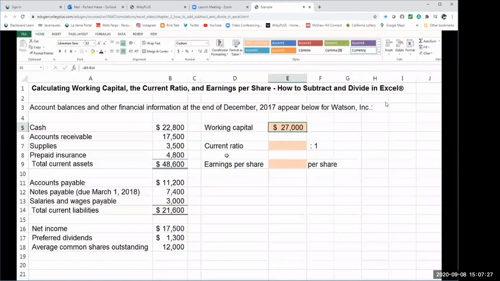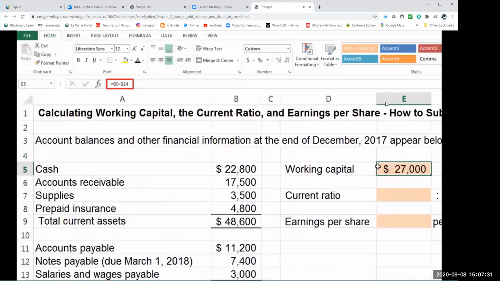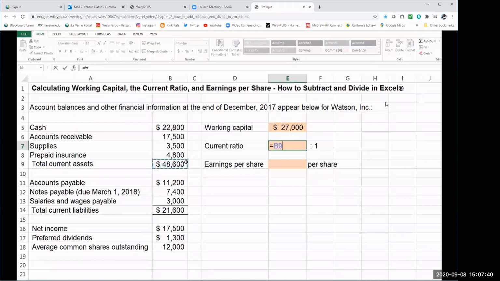Place your mouse pointer in cell E5 again to display the formula in the formula bar as equals B9 minus B14. Type the equal sign in cell E7. Immediately select cell B9. Excel uses the / symbol as its division sign. Press the / sign and immediately select cell B14.